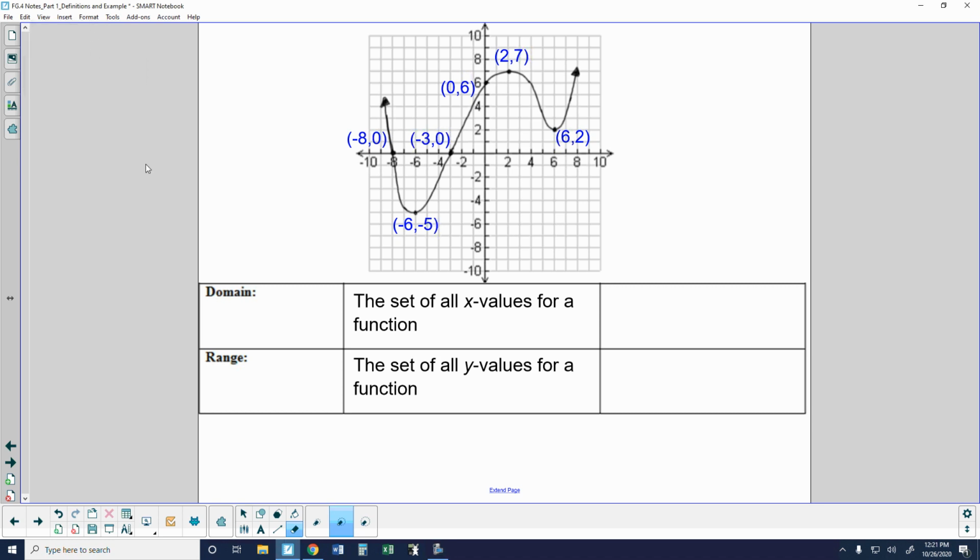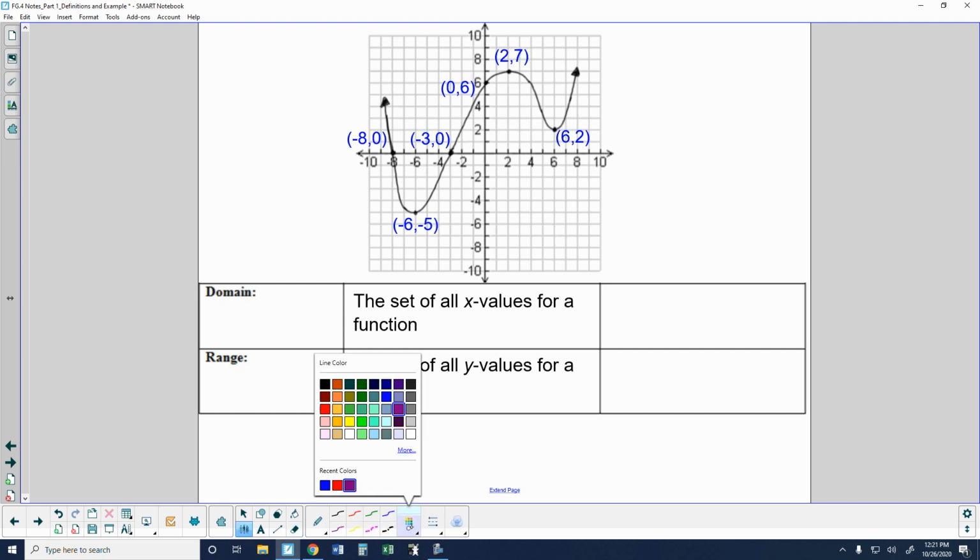So if I take a look at this function, I'm going to use kind of the path of the function, the arrows, to define the domain and the range. So the domain would be, again, all x values. So as I follow this function, we've got some arrows on the ends. This arrow is going up and to the right forever. This arrow over here on the left side is going up and to the left forever. So this function is going to go left forever and right forever on the x-axis. And so we would say that this has a domain of all real numbers.